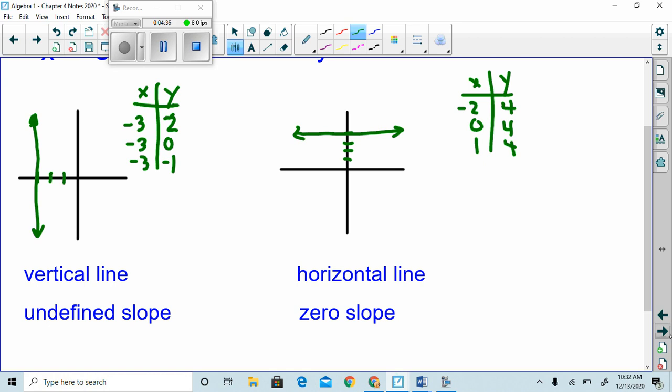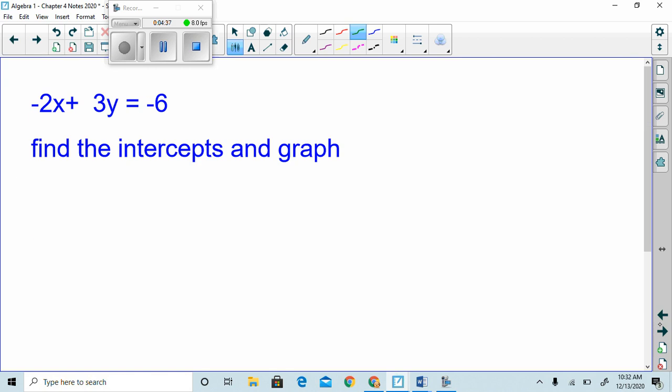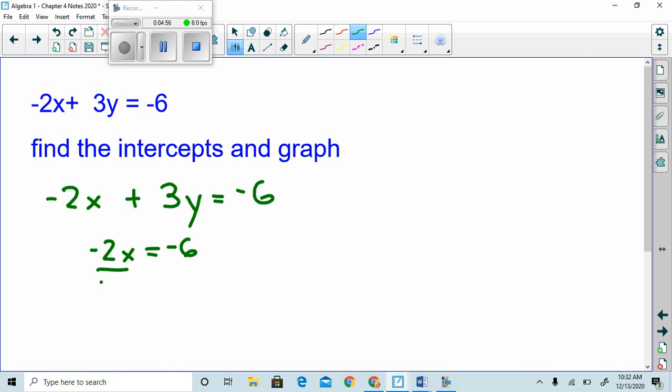Moving on to our next topic, finding intercepts using the quick graph method. We're going to remember that in order to find our intercepts, we'll set the opposite variable equal to 0. So let's set y to 0, which simplifies to -2x is equal to -6. And by dividing, I'm going to get x is equal to 3. This is my x-intercept. To find my y-intercept, let's now take 0 and replace that with the x.